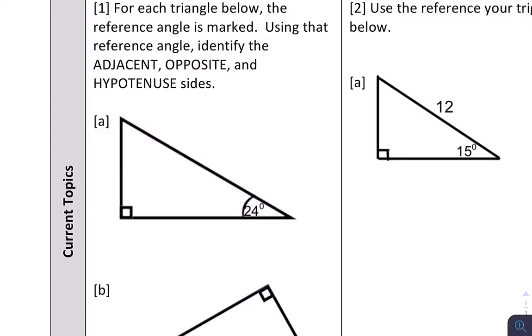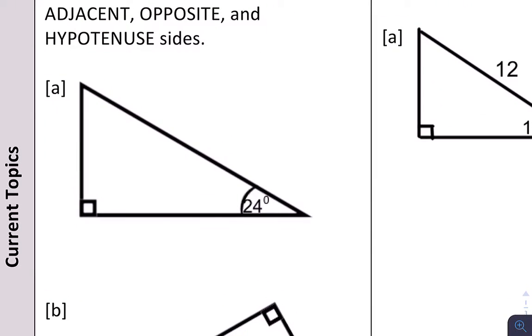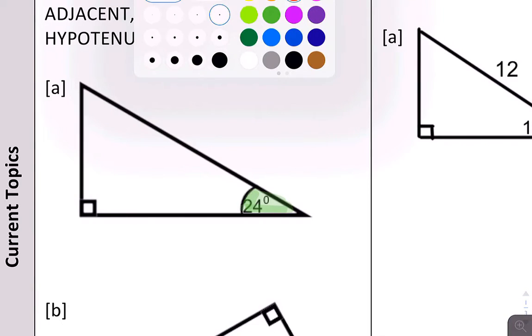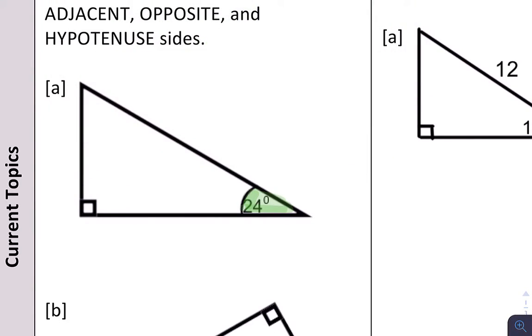So question one, we need to identify the adjacent, opposite, and hypotenuse triangles. Now this only makes sense if you identify a reference angle first. But luckily for these problems, we have pre-identified a reference angle. Remember, if you don't have a reference angle, then those terminologies don't make any sense because they're dependent completely on the reference angle. But now that we've identified the reference angle being 24, we just have to label these sides.